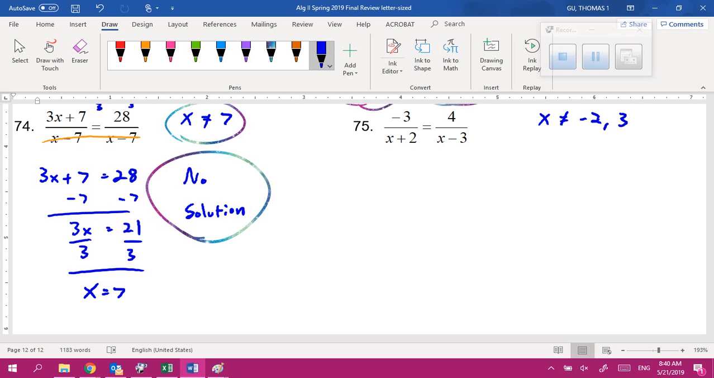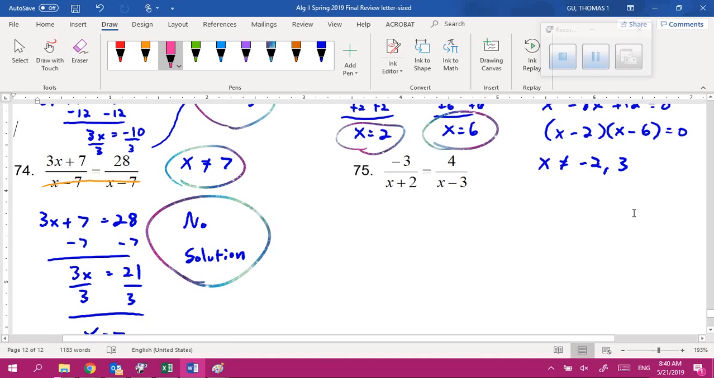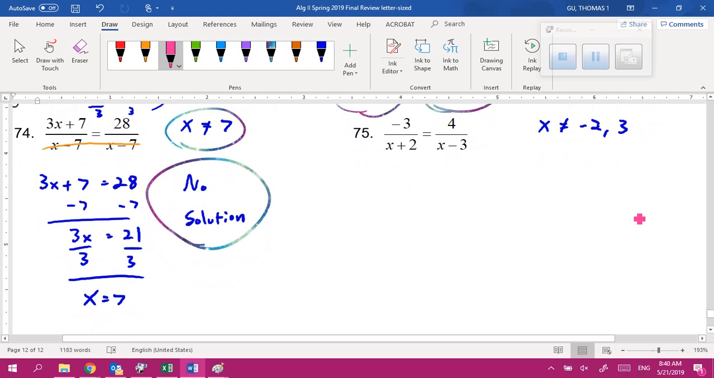Okay. So the next step here is to make sure that all the fractions have the same denominator, right? Find that LCD. So what would I have to multiply the left fraction by to make it the same as the right fraction? x minus 3, right. Okay, so I'm going to multiply by x minus 3 over x minus 3.